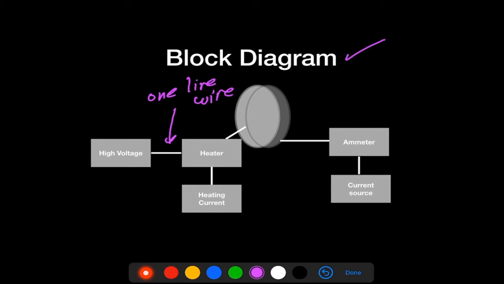The red and the black, but in terms of the logic, the high voltage is connected to the heater. That's all this line tells me here. So the high voltage goes to the heater. That's all I need to know.